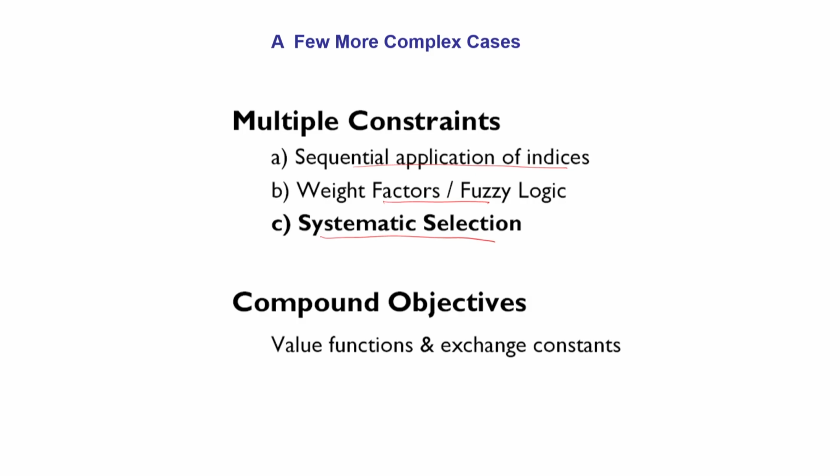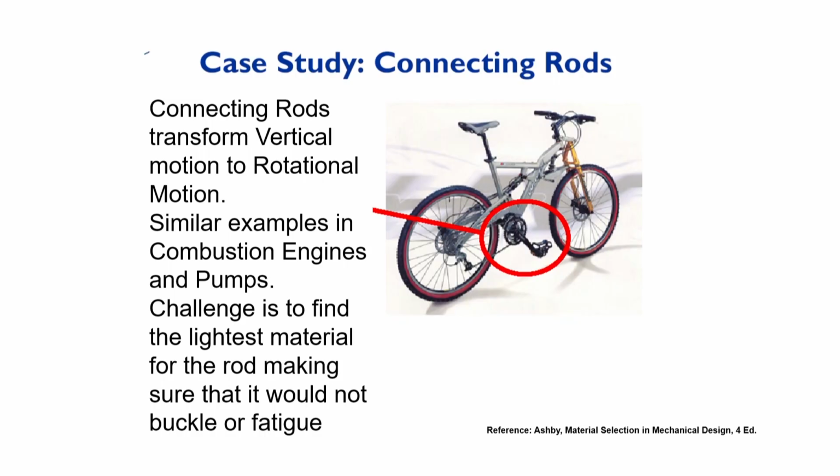And finally, you can have not necessarily only one objective of a light system, but you can have a light mass along with a low cost. So, two objectives. That also we will see very quickly. Well, let us take first this case study from Ashby, that is on a connecting rod design of a bicycle.